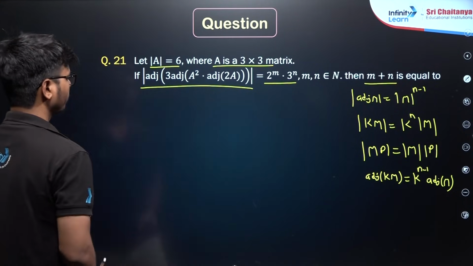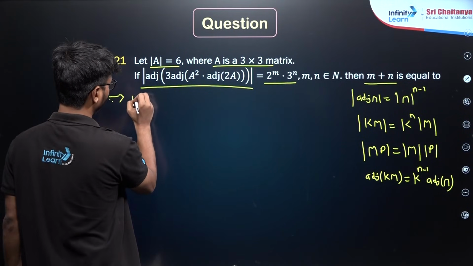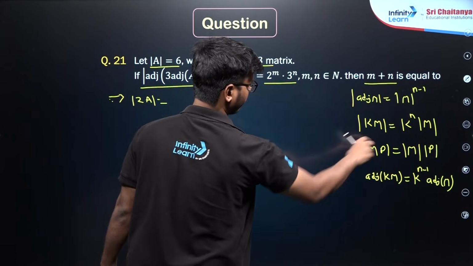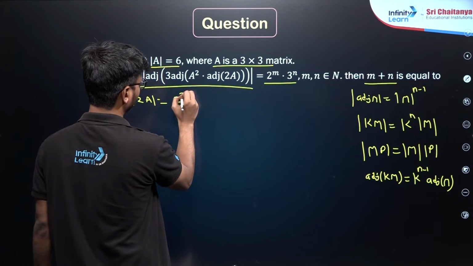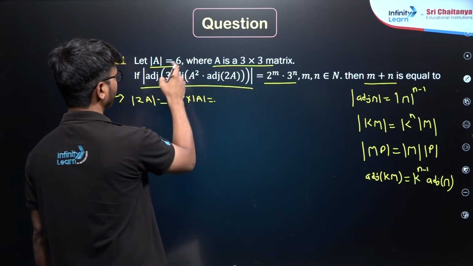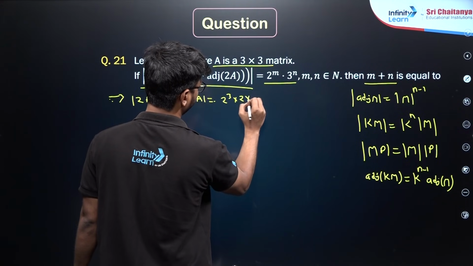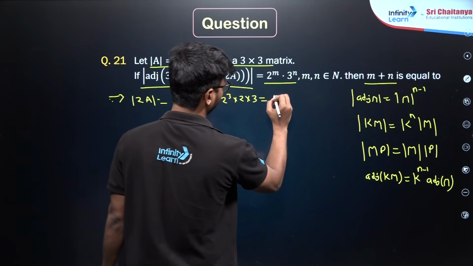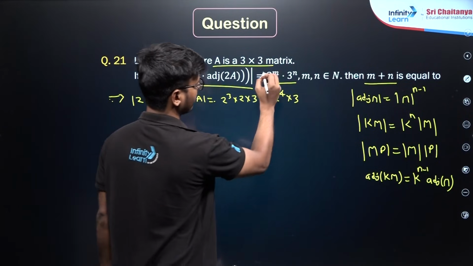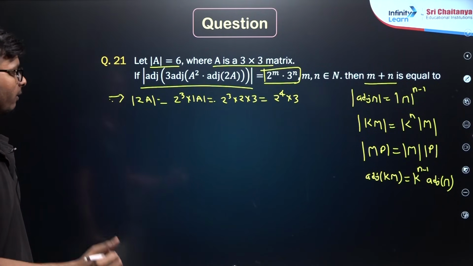Okay, so first of all I am going to start with determinant of 2A, correct? So determinant of 2A, using this property I can write as 2 to the power 3 into determinant of A, and determinant of A is 6, so I can write 2 to the power 3 into 2 into 3, correct, 6. So I am going to get 2 to the power 4 into 3. The reason I am writing this is because I want everything in the form of 2 to the power m into 3 to the power n.